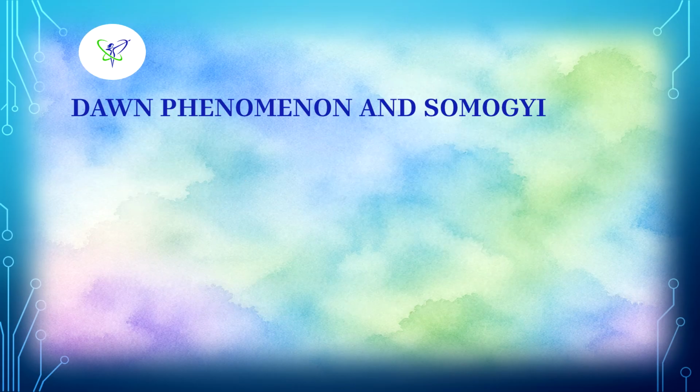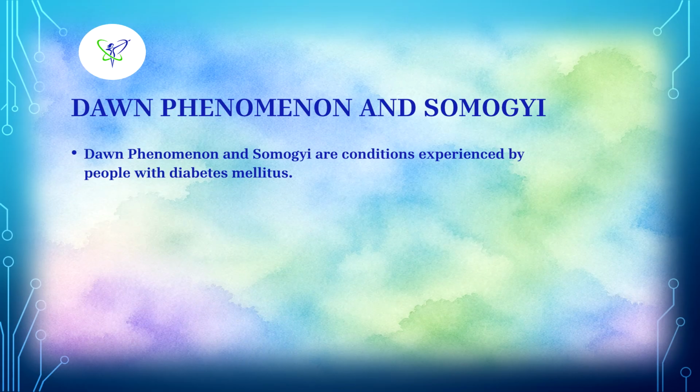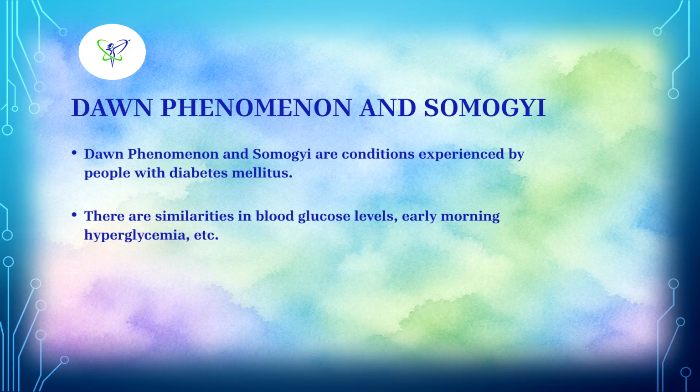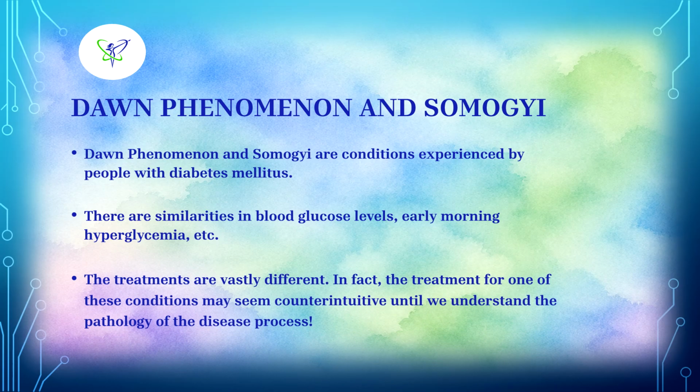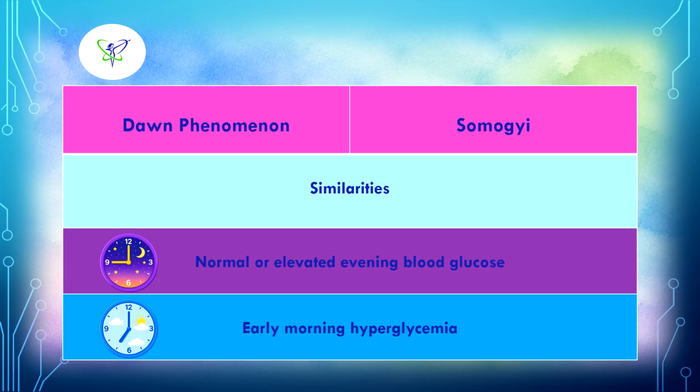Dawn phenomenon and Somogyi are conditions experienced by people with diabetes mellitus. There are similarities in blood glucose levels, such as early morning hyperglycemia, etc. The treatments are vastly different. In fact, the treatment for one of these conditions may seem counterintuitive until we understand the pathology of the disease process. Some of the similarities include normal or elevated evening blood glucose and early morning hyperglycemia.